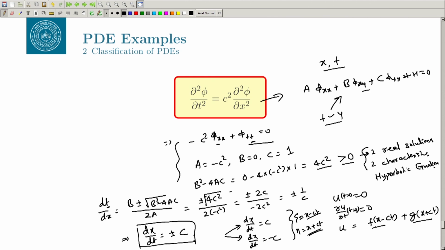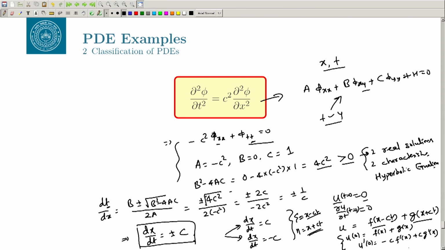And then you can define, because u is equal to 0 at t equal to 0, that u 0 will become f of x plus g of x. You can have some constant also here. And then del u by del t at t equal to 0 is also 0. This will become u prime 0 equal to minus c f prime of x plus c g prime of x. These are the initial conditions that you have.